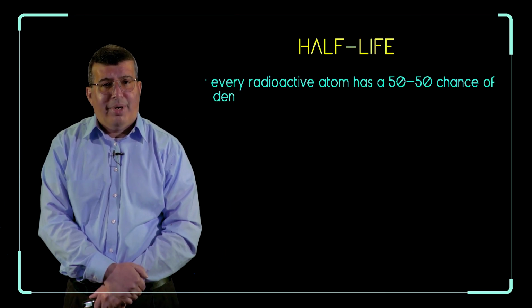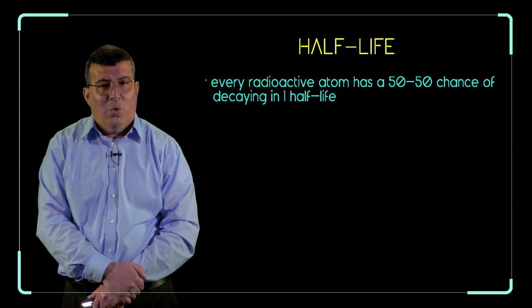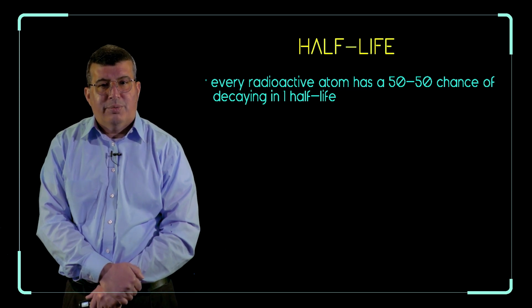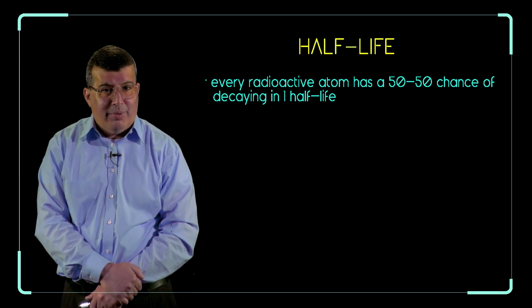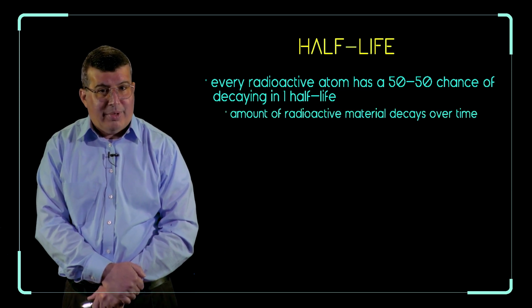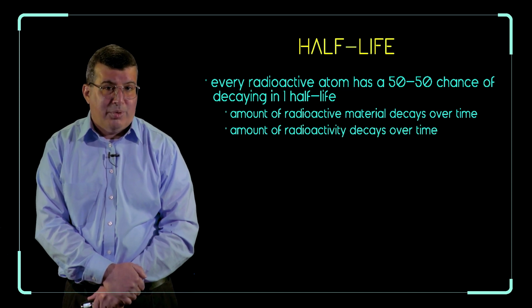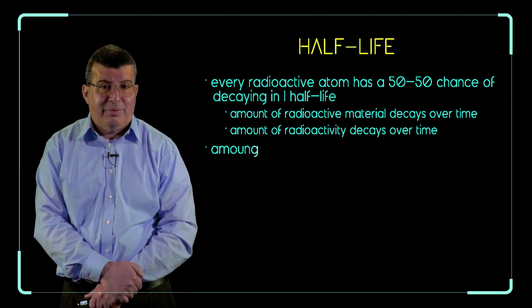Okay, let's talk about the time for radioactive decay. The time for radioactive decay is measured by the half-life. And every radioactive atom has a 50-50 chance of decaying in one half-life. So what that means is that the amount of radioactive material decays over time, and also the amount of radioactivity decays over time, because the amount of radioactivity is proportional to the amount of radioactive material.